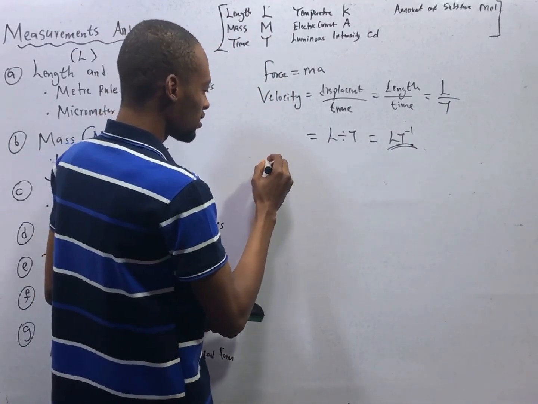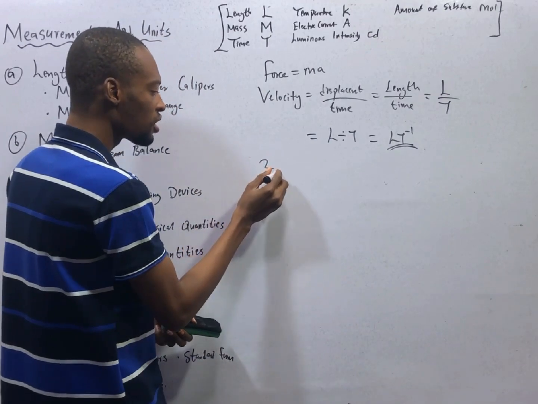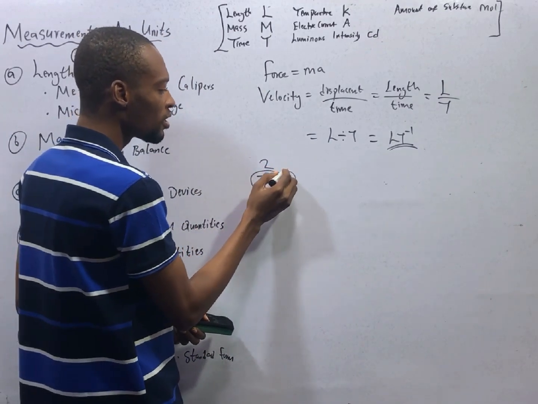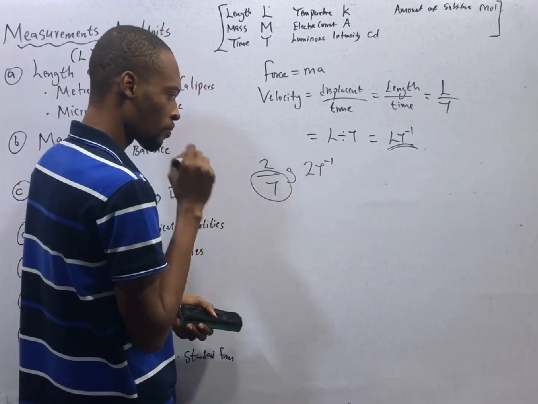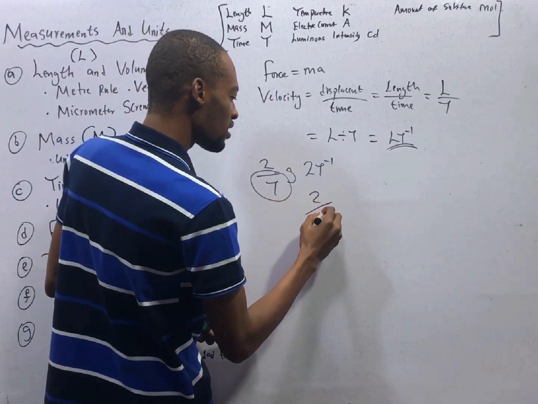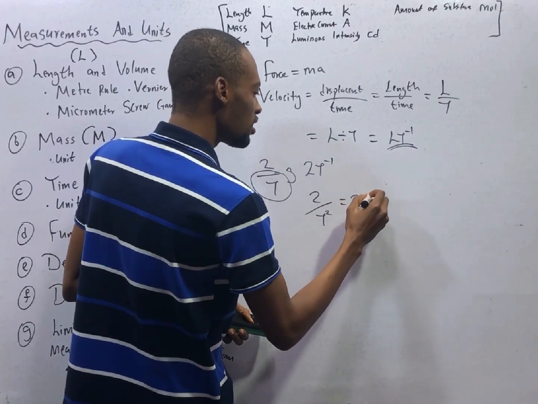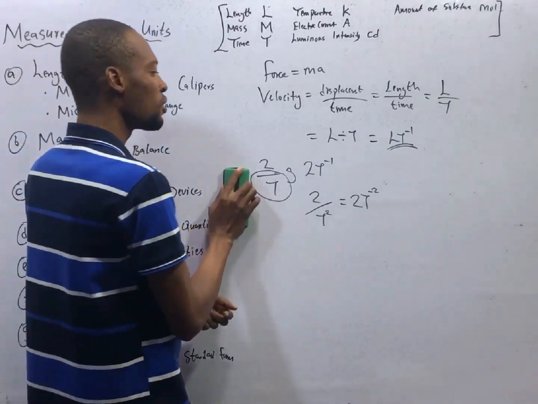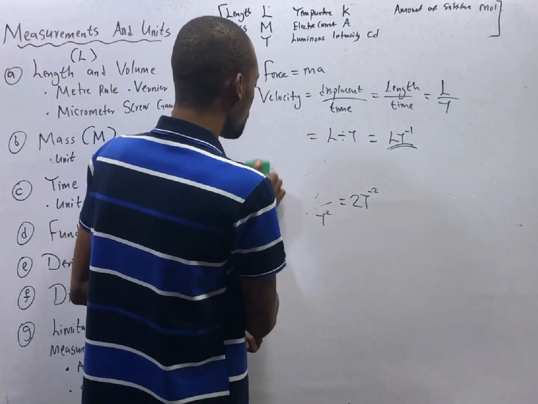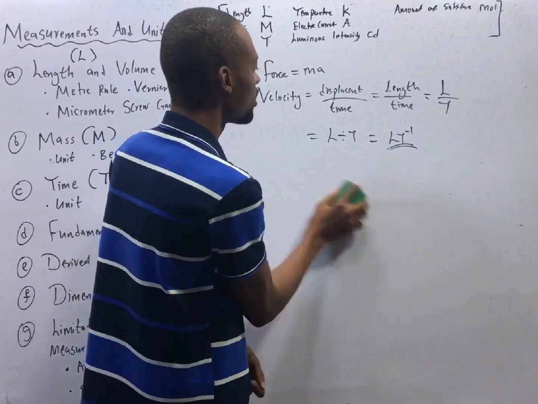If I say 2 over T, division, to change this or to bring this up, it is the same thing as saying 2 T raised to the power of minus 1. 2 over T squared is the same thing as 2 T raised to the power of minus 2. So when you bring the denominator up, it becomes negative. So talking about the concept of dimension, that is the dimension for velocity.